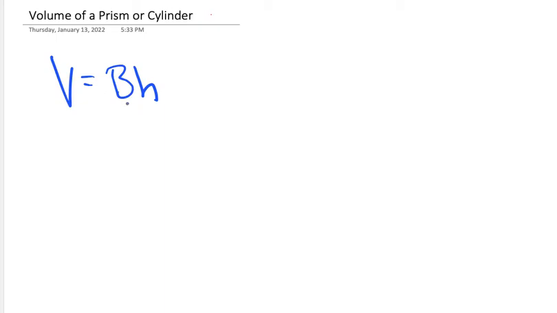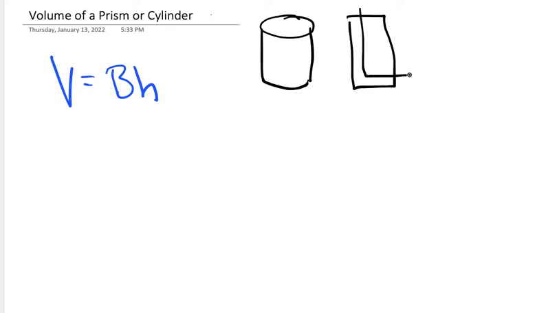Volume is equal to capital B H, and we'll talk about what the capital B stands for. It's different than the lowercase b we normally use in math. And this is going to work for a cylinder, it's going to work for a rectangular prism, and it's going to work for other prisms, whether it's a triangular prism or even octagon, hexagon, and other shapes as well. But we won't get into those more complicated ones, but the same concept will work.